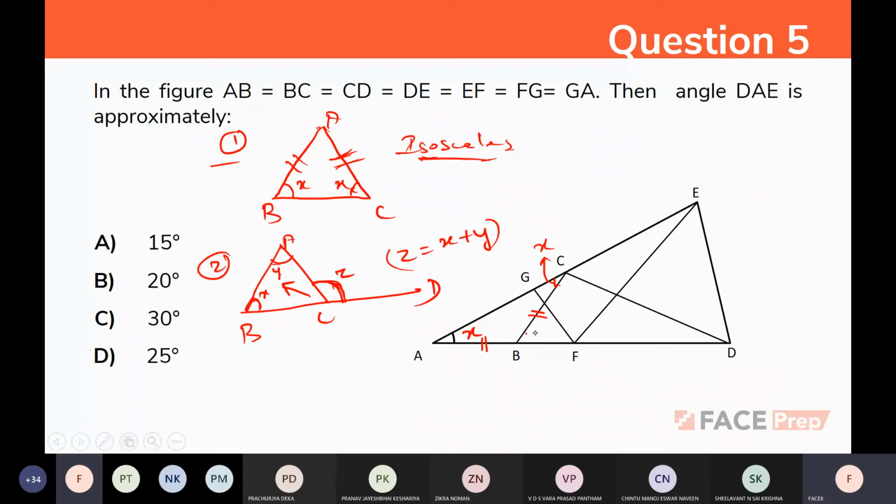And let me know what will be this angle. By following the second rule, this is the exterior angle to triangle ABC. So here it will be 2x, because we can add the two opposite angles, x and x. And then we can find this angle also, because they said BC equals CD. So these base angles will be equal, so it will be 2x.